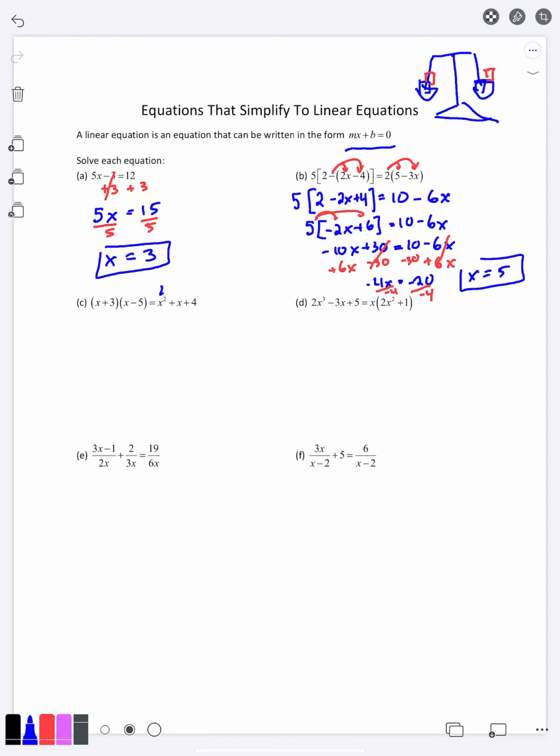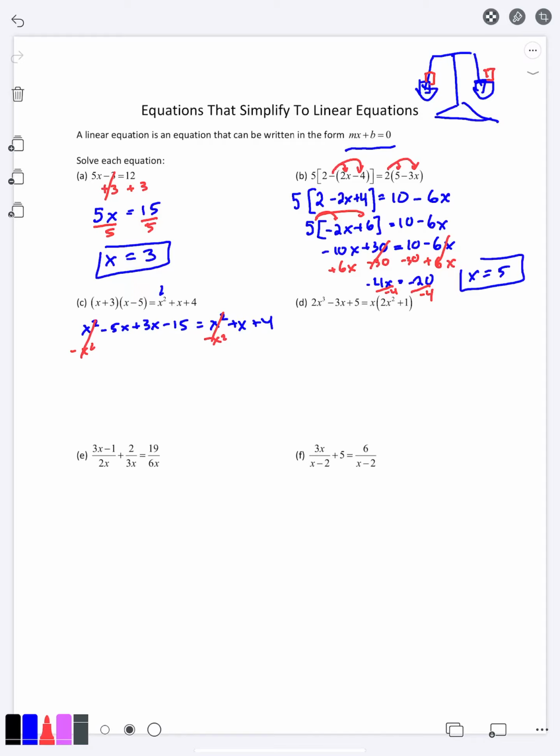So let's do that. The left-hand side, we're going to multiply, and we can multiply by FOILing. So F for the first is x squared. Outer is minus 5x, plus 3x, minus 15. And then we go ahead and subtract the x squared from both sides. And we see that's going to completely cancel things out.